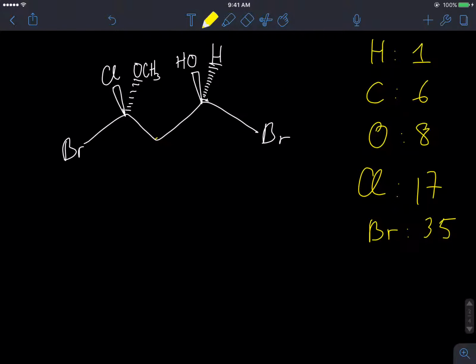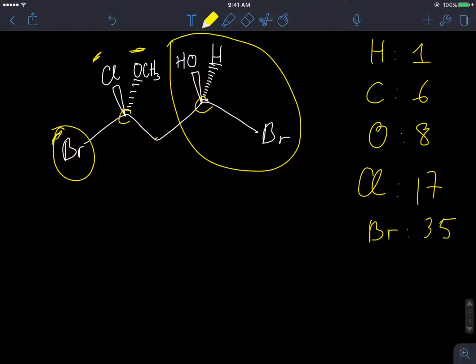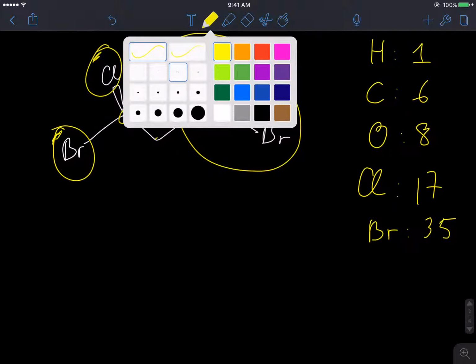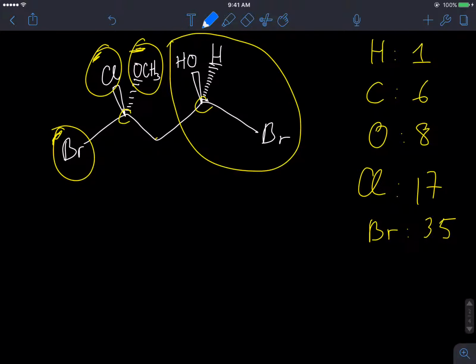Next example. We have two stereocenters right here. This is not a stereocenter because it has two same elements, which is hydrogen. So look at the first stereocenter. How many groups do we have? We have 4 groups: bromine, chlorine, oxygen, and then the whole group right here. After that we have to number it. Bromine is 35, chlorine 17. So bromine first, and then chlorine, and then oxygen, and then the whole group right here, number 4, right?